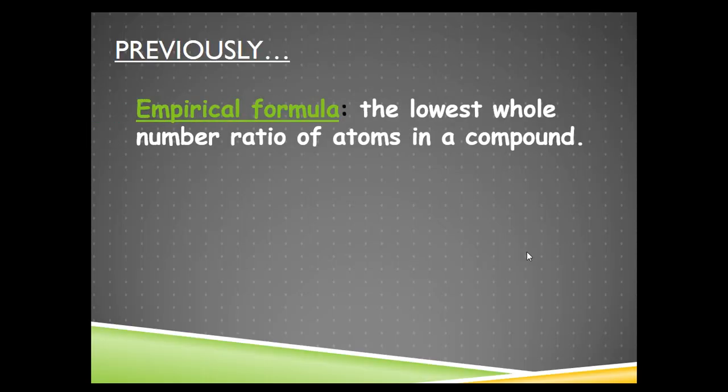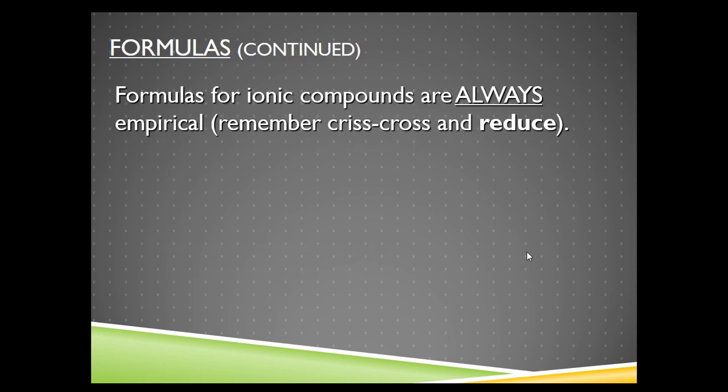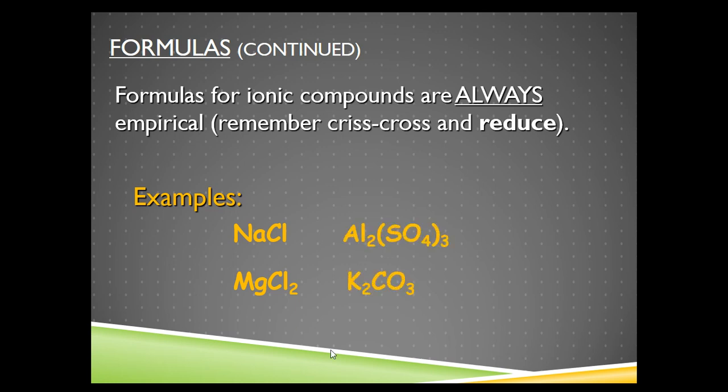Okay, so previously in empirical formula, we talked about the lowest ratio of atoms in a compound. So if this is the molecular formula, C6H6, then the empirical formula would just be CH. So ionic compounds are always in the empirical formula. Remember the crisscross and reduce? Okay, so we always reduced the ionic compounds, but molecular are sometimes. So for example, NaCl, that's ionic, you can't reduce that. MgCl2, can't reduce that. None of these can be reduced.